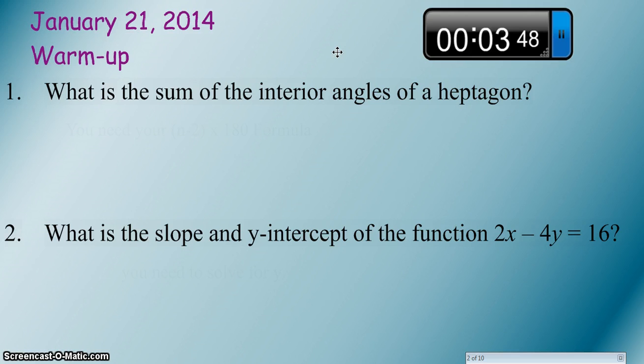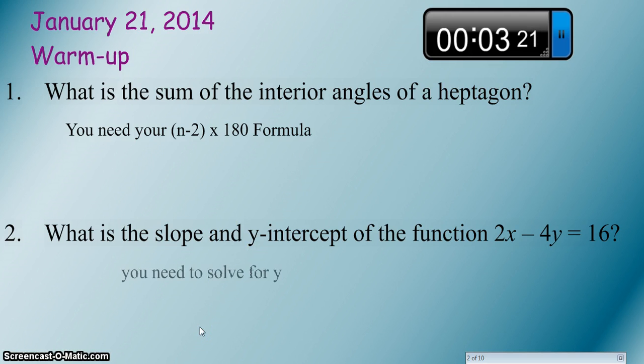First warm-up question is, what is the sum of the interior angles of a heptagon? And your second question is, what is the slope and y-intercept of the function 2x minus 4y equals 16? I will give you a little bit of a hint. In order to solve problem number 1, you need your n minus 2 times 180 formula. And in order to solve for the slope and y-intercept of that function, you need to solve for y.